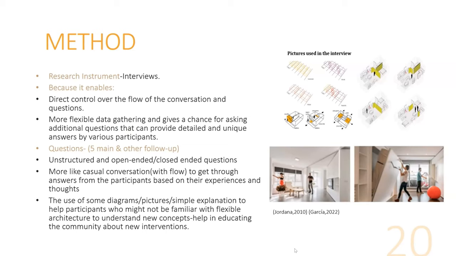It consisted of 5 main questions and other follow-up questions, which were unstructured, and open-ended or closed-ended, more like a casual conversation, to get thorough answers from the participants based on their experiences and thoughts. Some diagrams were used as a simple explanation to help participants who might not be familiar with the notion of flexible architecture understand new concepts, and to help educate the community about new interventions.